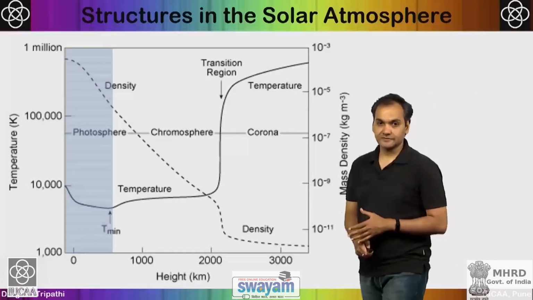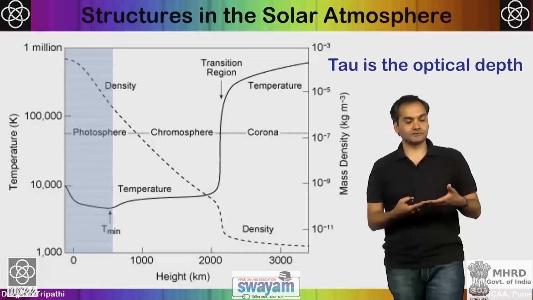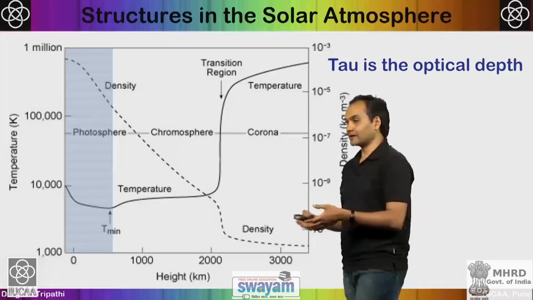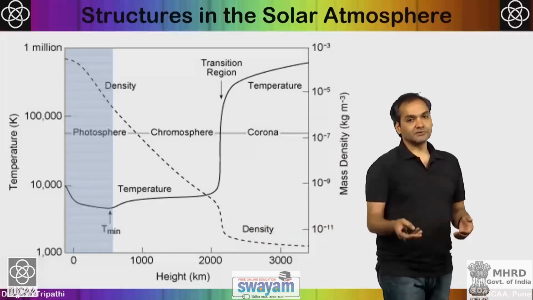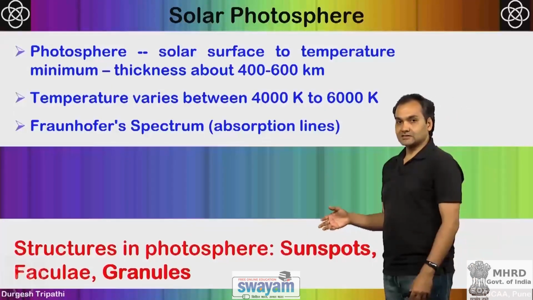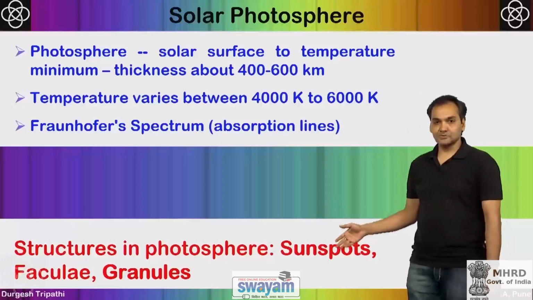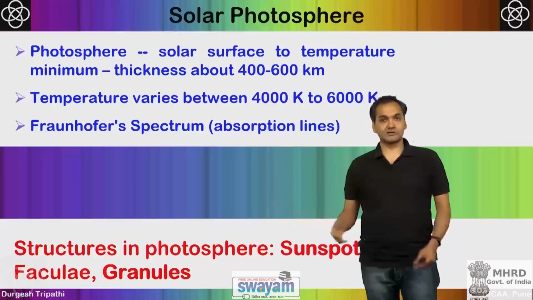So, let us take the photosphere, which is the lowest layer. It starts at tau equals 1 at lambda equals 5,000 angstrom and goes till the temperature minimum. What we see there, particularly, is the sunspot, faculae and granules, and this layer also shows the absorption lines.